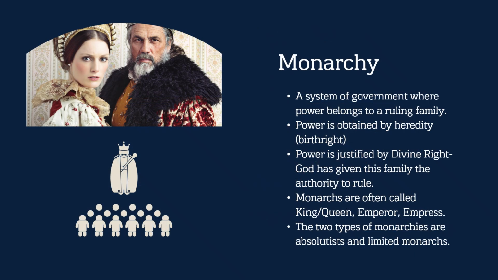Now, the first system is a monarchy. This is a system of government where power belongs to a ruling family. Power is obtained hereditary or by birthright. Power is justified under the divine right theory that God has given this family the authority to rule. The leaders, the monarchs, are often called kings or queens, or emperor and empress. And there are two types of monarchies that we see in the world today: absolutist and limited monarchs.